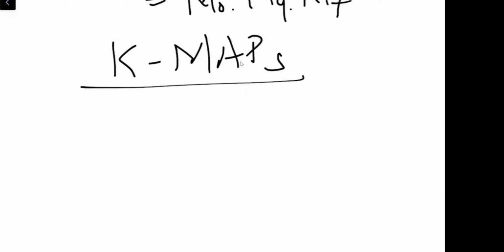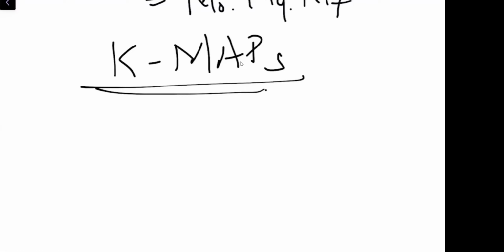K-maps. K-maps is basically also called Karnaugh Maps. This is something which is going to make our life easier, because whenever we have any expression, we need to summarize that expression using different Boolean algebra rules. And with K-maps, we will have a more precise way of dealing with the expression.